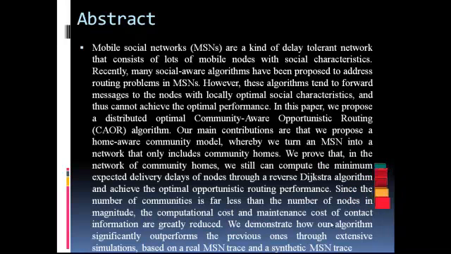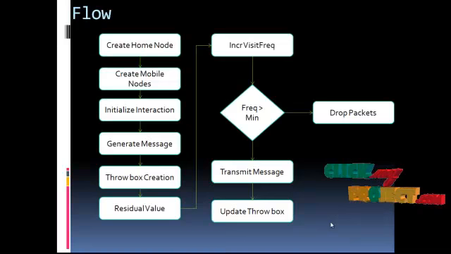Our main contributions are that we propose a home-aware community model, whereby we turn an MSN into a network that only includes community nodes. We prove that in that network of community nodes, we still can compute the minimum expected delivery delays of nodes through a reverse algorithm and achieve the optimal opportunistic routing performance. Since the number of communities is far less than the number of nodes in magnitude, the computational cost and the maintenance cost of contact information are greatly reduced. We demonstrate how our algorithm significantly outperforms the previous ones through extensive simulations based on real MSN traces and synthetic MSN traces.